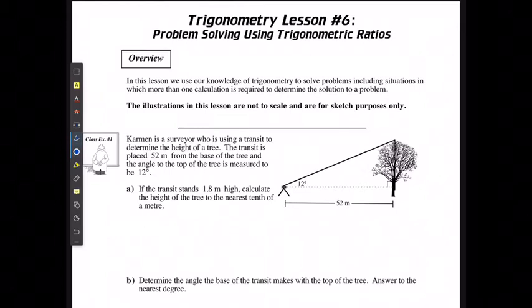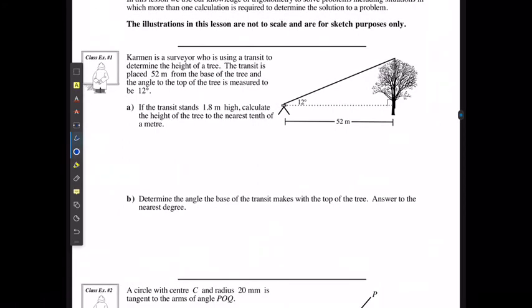So for the first one, Carmen is a surveyor who is using a transit to determine the height of a tree. The transit is placed 52 meters from the base of the tree, and the angle to the top of the tree is measured as 12 degrees. If the transit stands 1.8 meters from the ground, then we're going to calculate the height of the tree to the nearest tenth of a meter.